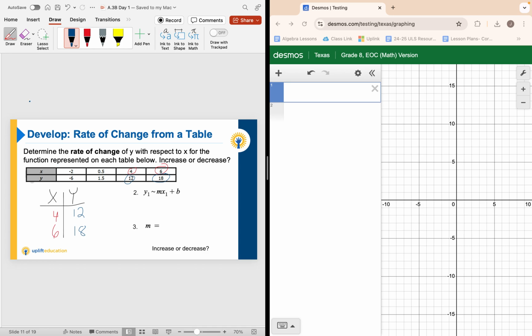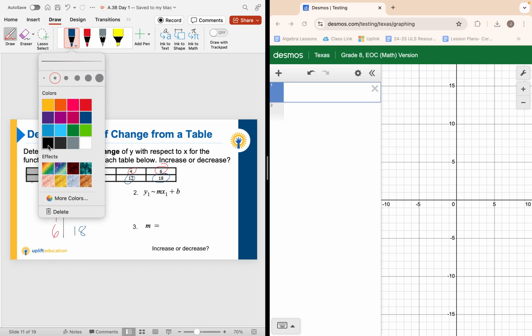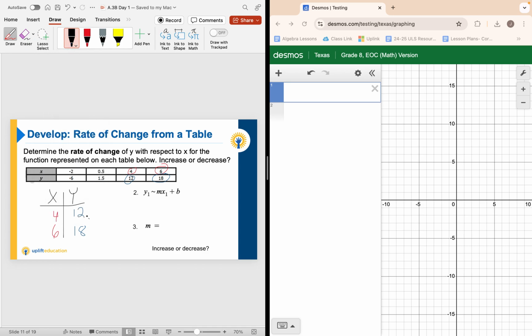I'm going to do this by hand first because these are really easy. To go from here, I'm going to be adding 6. And to go from here, I'm going to be adding 2. The trick is y over x. So if we write it out over here, y divided by x gives me 6 divided by 2, or my answer is 3.